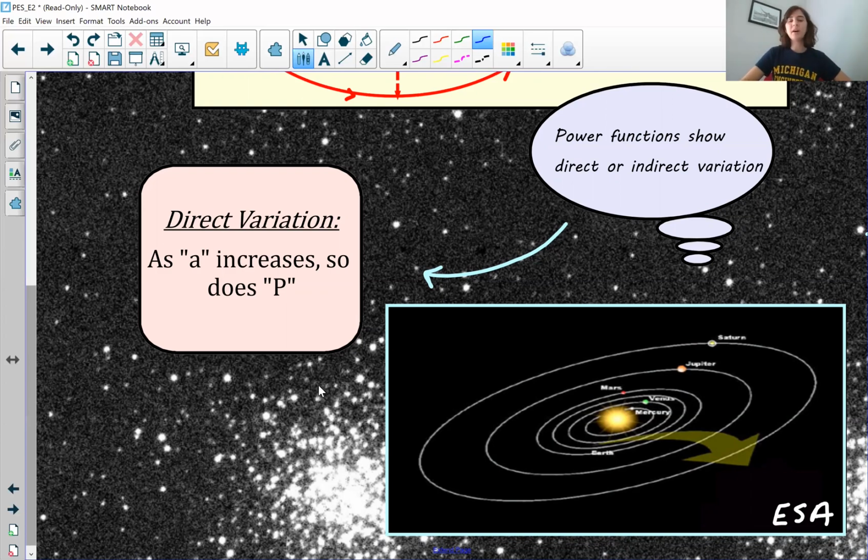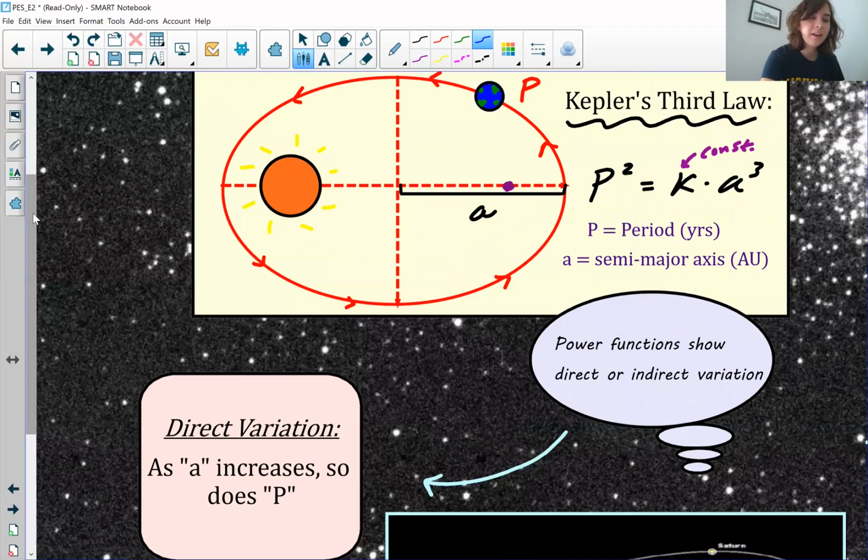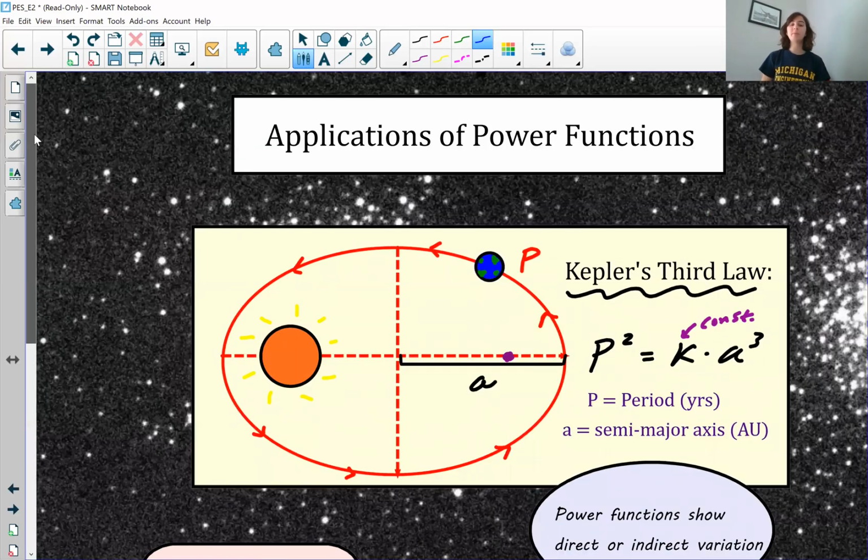So if you want to test this, you can look up the orbital period of some of the planets and compare them. So if you look at Saturn, for instance, Saturn takes 29 Earth years to make a full orbit, versus Earth takes 1 Earth year. And that's because of that difference in distance, because of this law. And this one's actually cool because Newton's law of gravitation is the driving force behind this phenomenon. So that's just physics. But anyway, so those are some pretty cool applications of power functions.